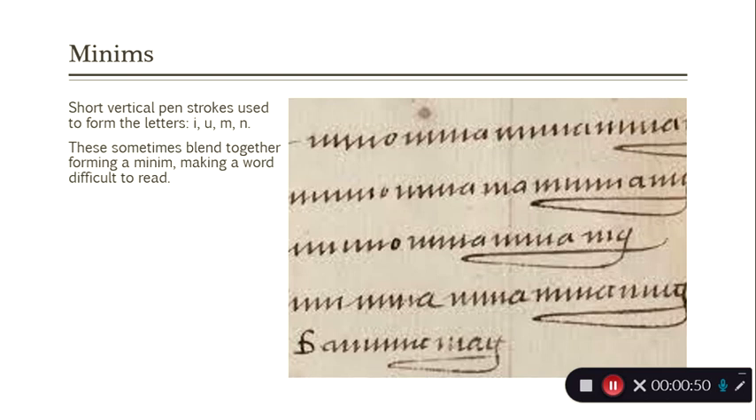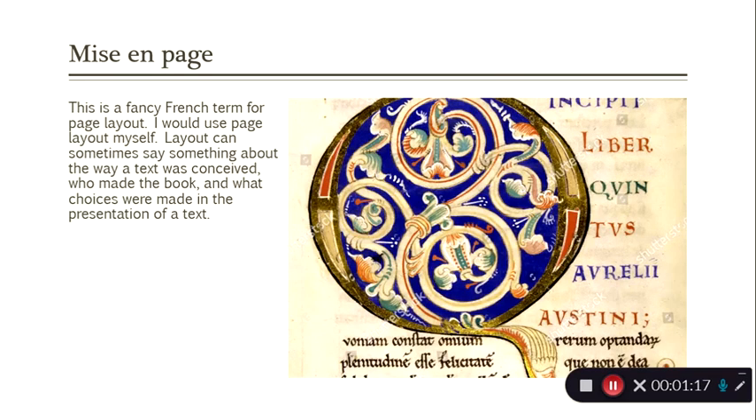Mise en page, another French term. Page layout would be the term I would use. Layout can say something about the way a text is conceived, how the writers or the designers of the book were thinking about the book, who made the book, and the kinds of choices that were made in the presentation of a text. So here we have that fancy Q again, incipit, liber quintus, and then quarelli, and then I don't know what happens after that. The rest of this is in its usual obscure Latin, but mise en page means the same as page layout. I would use page layout.